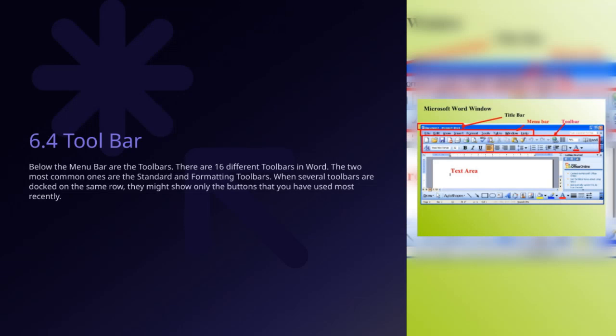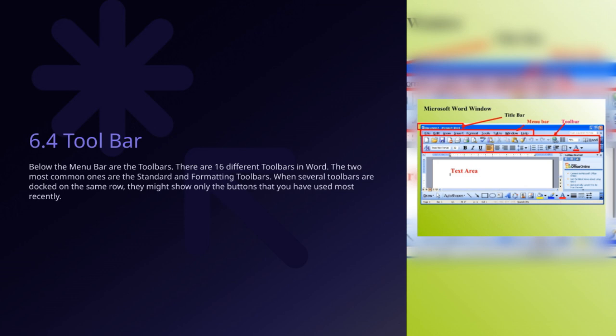Below the menu bar, you'll find the toolbars, which are essential for efficiently working in Word. There are a total of 16 different toolbars available, each designed to help you access various tools quickly. The two most commonly used toolbars are the Standard Toolbar and the Formatting Toolbar. These are especially handy because they contain the most frequently used commands, making your workflow smoother.